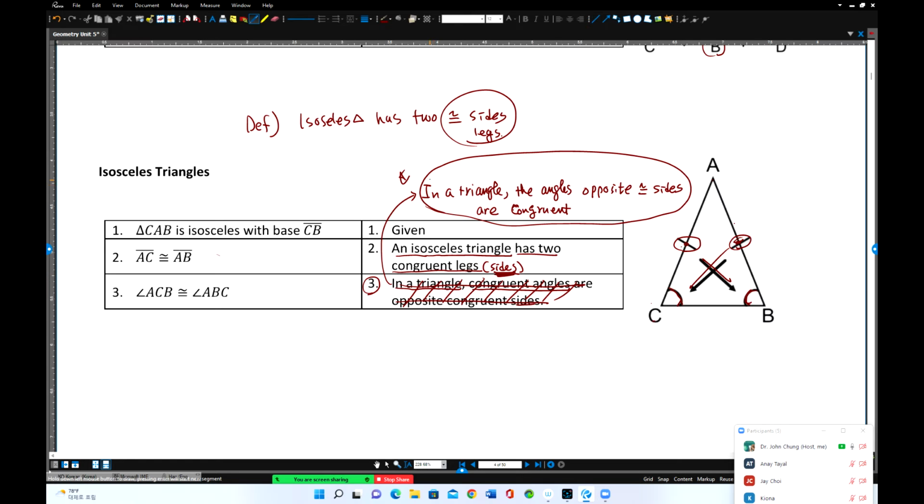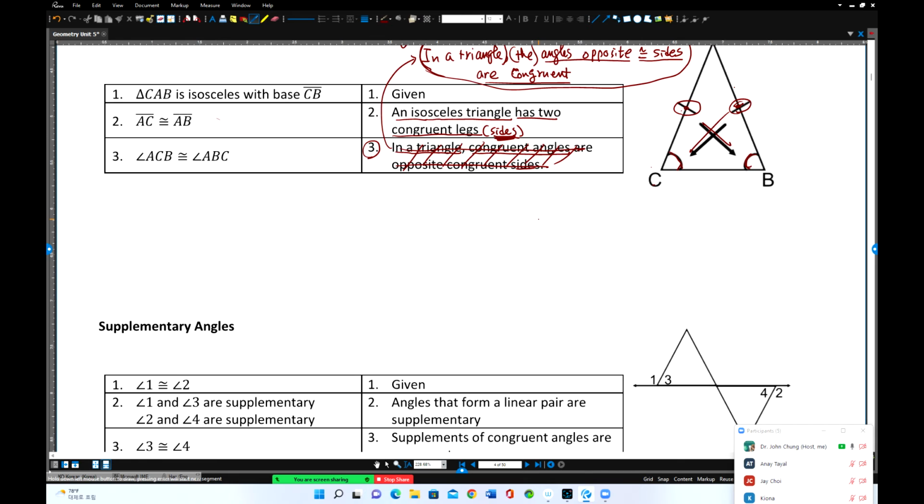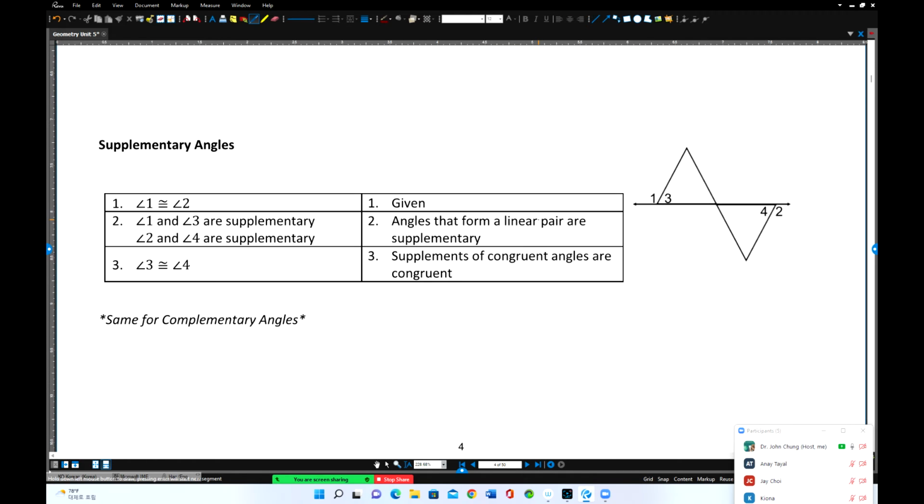Or you can skip this one. You know that it's already a triangle. Just the angles opposite, we don't need this one. Angles opposite congruent sides are congruent. That is isosceles triangle.